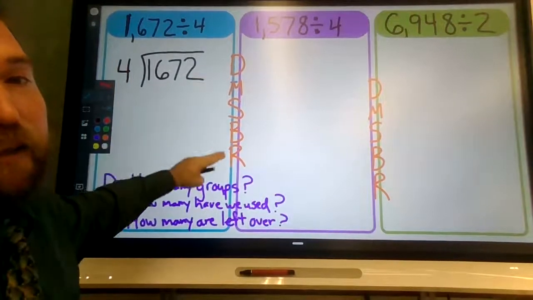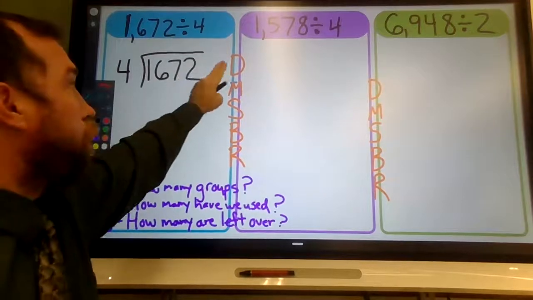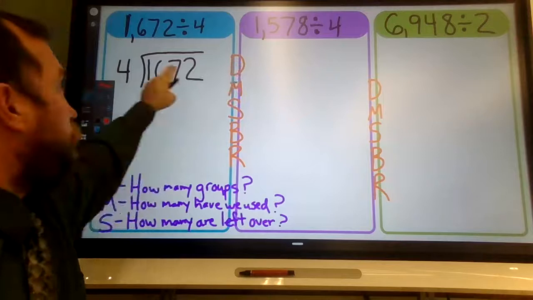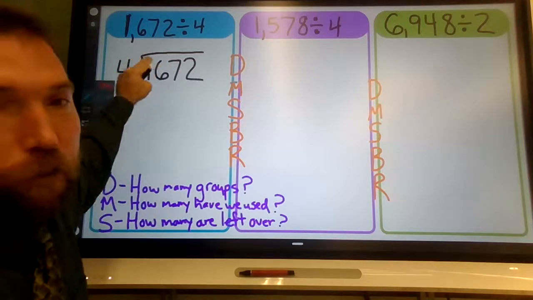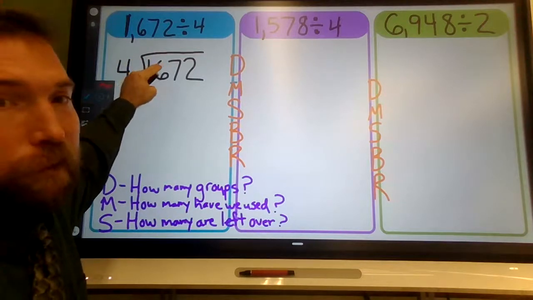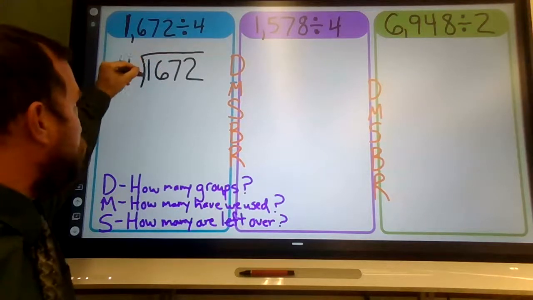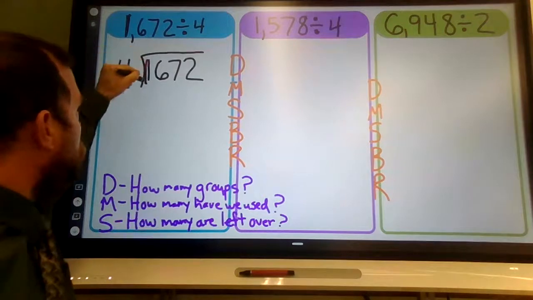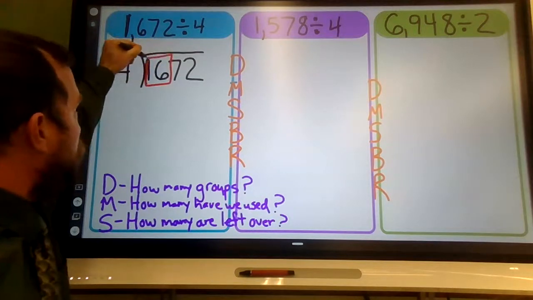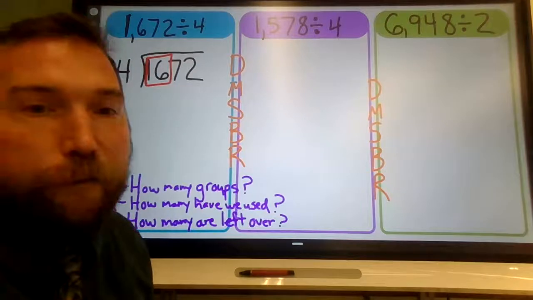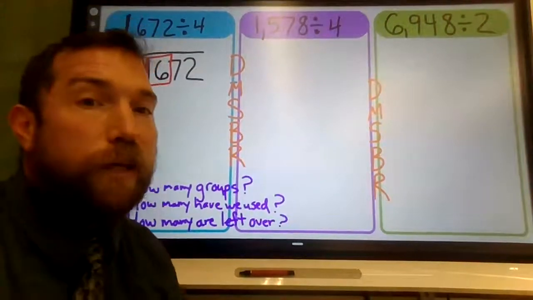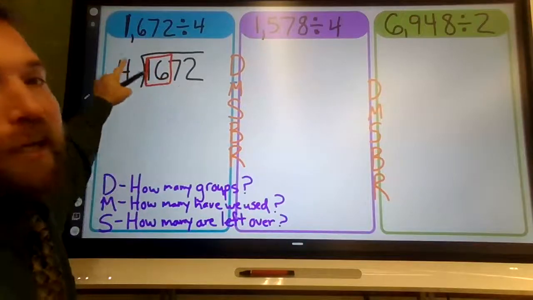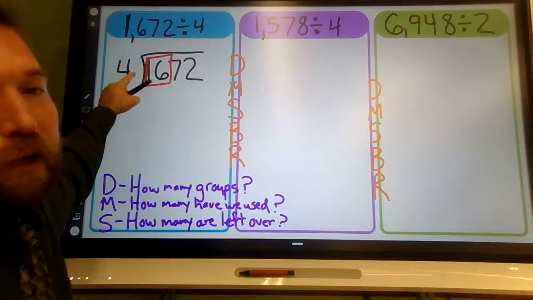I make this little checklist for myself and I check them off as I'm going. At the top is the letter D for divide. I try to do how many times can 4 fit into 1? It can't. So I'm going to use the whole 16. How many times can 4 fit into 16? Or I always think of it kind of backwards. If there's 16 kids, how many groups of 4 can I make?